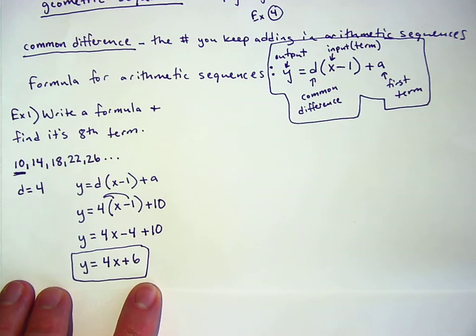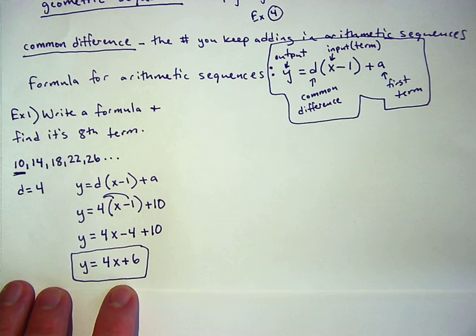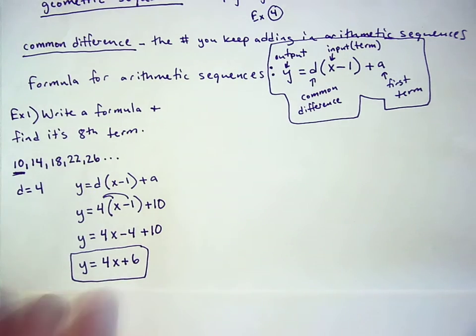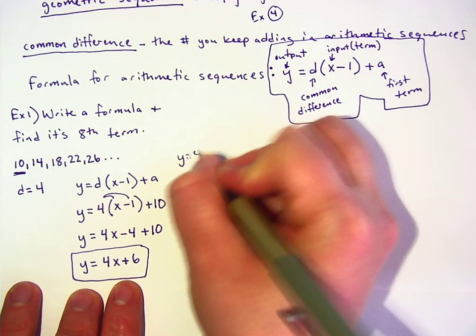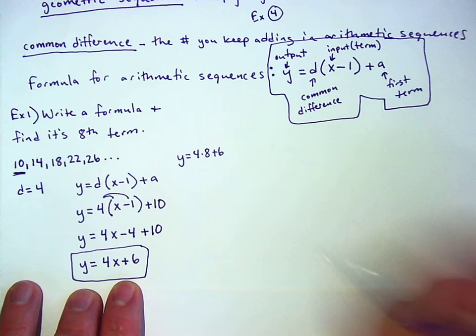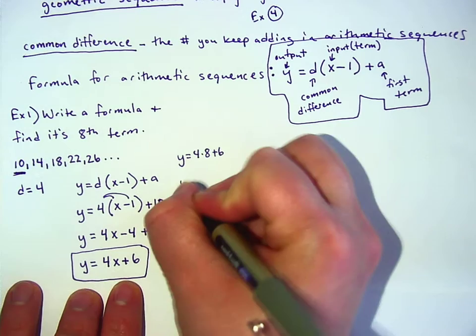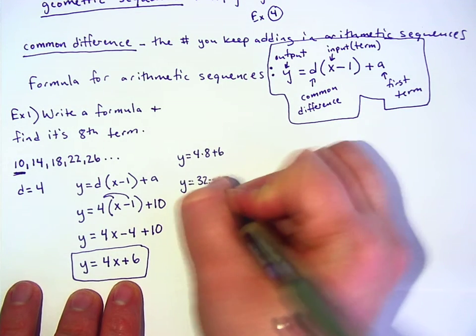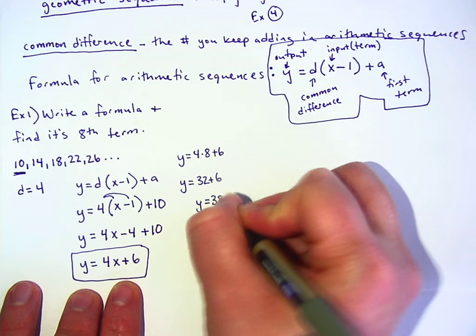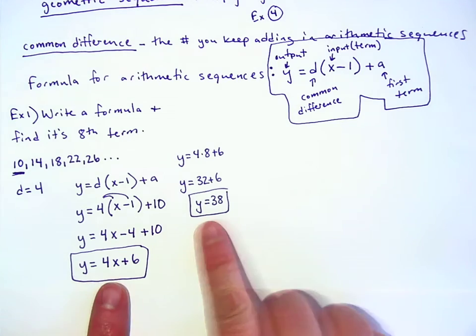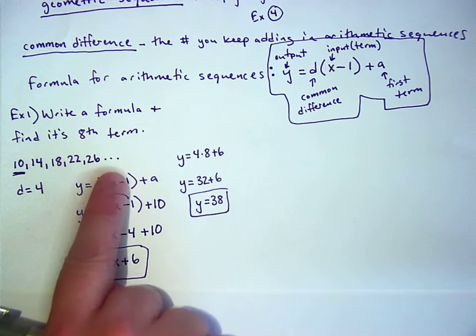And now we're supposed to find the eighth term. How do you use this formula to find the eighth term? What do you do? Dylan? Would you plug the 8 into that? Yes. So I'm going to write y equals 4 times 8 plus 6. What's 4 times 8? 32. 32 plus 6 is 38. Answer's 38.